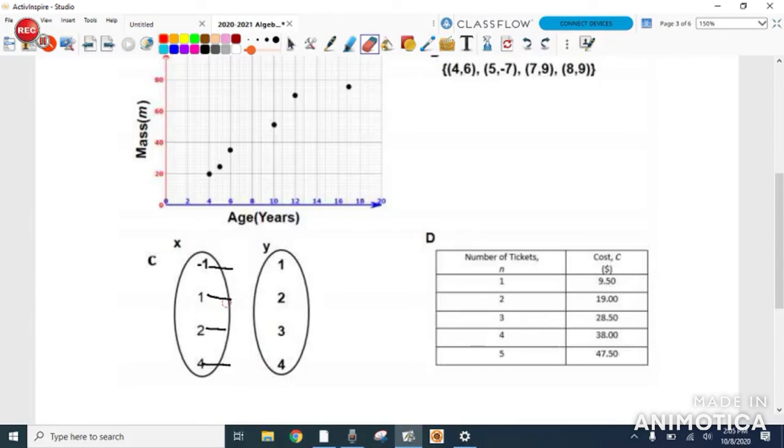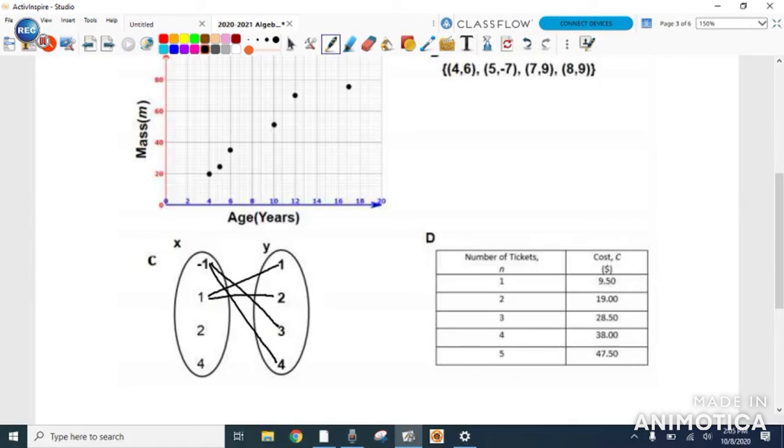Okay, so let's see. -1 goes to 3 and 4. 1 goes to 1 and 2. 2 goes to 3, and 4 goes to 3.